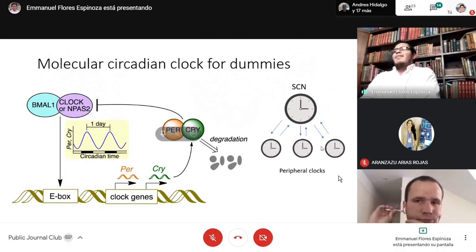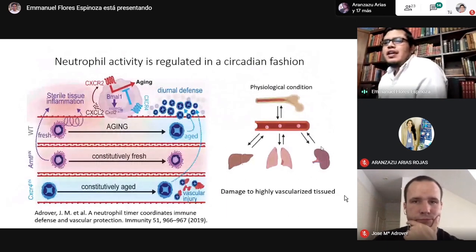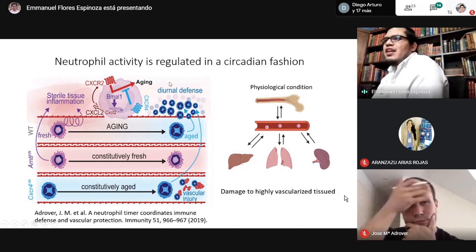And well, to introduce this work, the last paper from José Adrover before the present work is the one where they discovered that the activity of neutrophils is regulated in a circadian fashion.